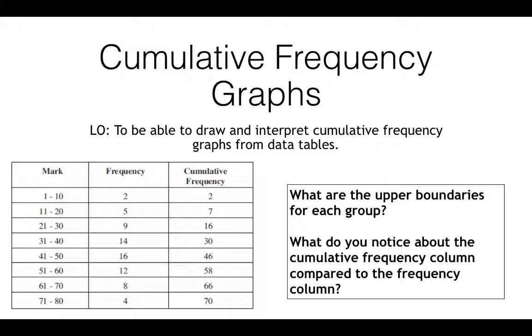So, first of all, if you just have a look at the table, you can see that in the table we have the marks of some students, a frequency, and then we've got a column for cumulative frequency as well. So I just want you to pause the video quickly and see if you can think of what the upper boundaries for each group would be. And then just have a look at that cumulative frequency.